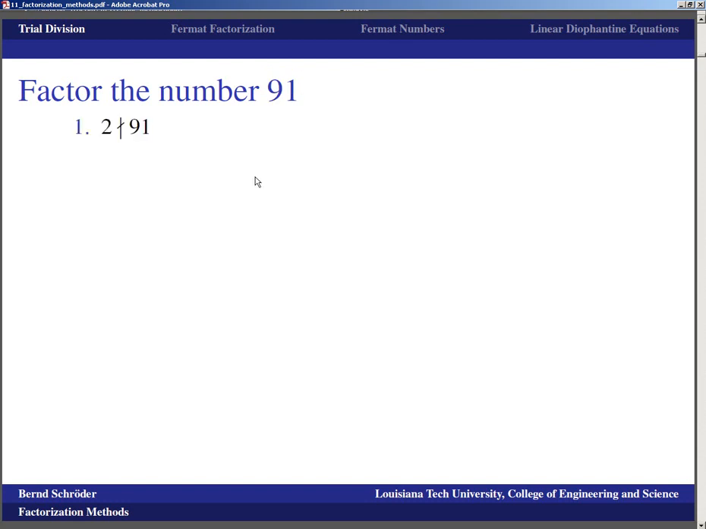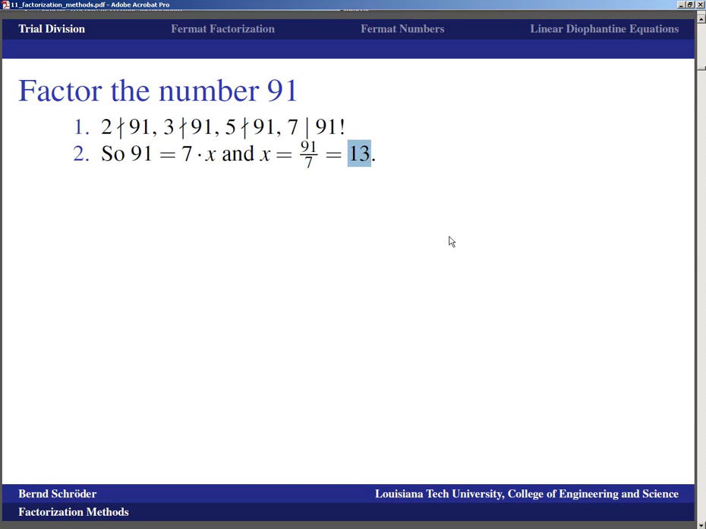Well, you just try all the prime numbers, right? 2 doesn't divide 91, 3 doesn't divide 91, 5 doesn't divide 91, 7 does divide 91. So that means that 91 is 7 times x, and x is 91 divided by 7. That takes a minute. But the result is 13.